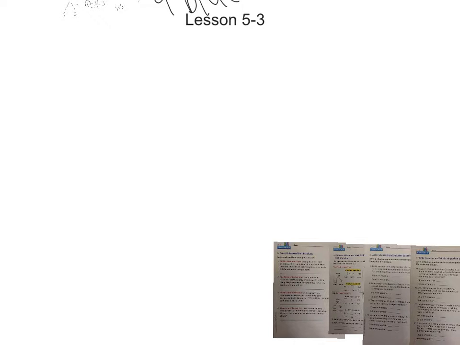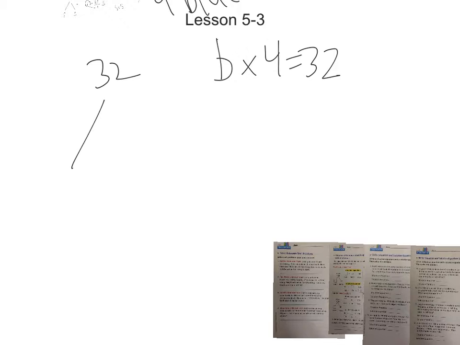Okay, next one. Wyatt has 32 granola bars. He plans to give some friends 4 bars each. How many friends will get a granola bar? All right, so if he plans on giving some friends 4 bars each, there's 2 ways you could do this. You could say B for bars times 4 equals 32. If we do our Math Mountain, we have B here, we have 4 there. Or you could do 32 divided by 4 equals B.